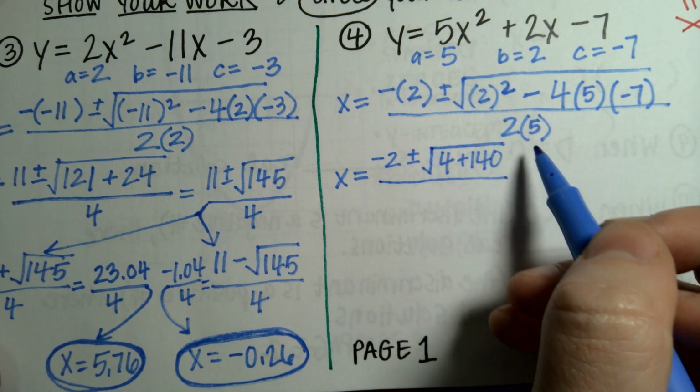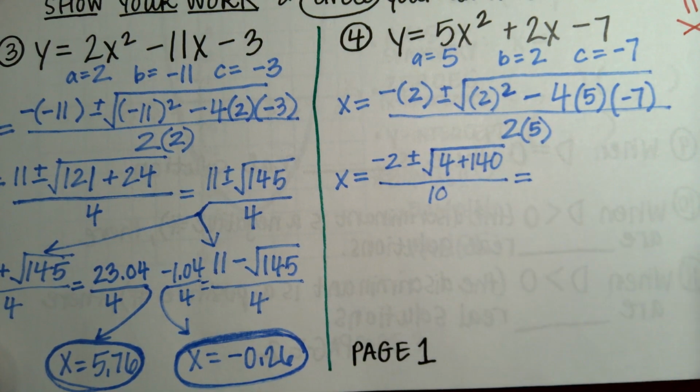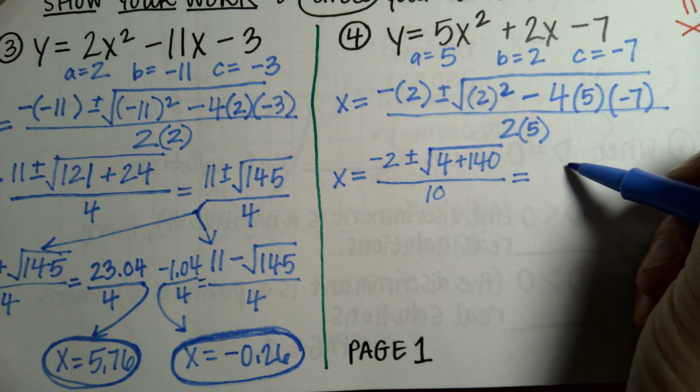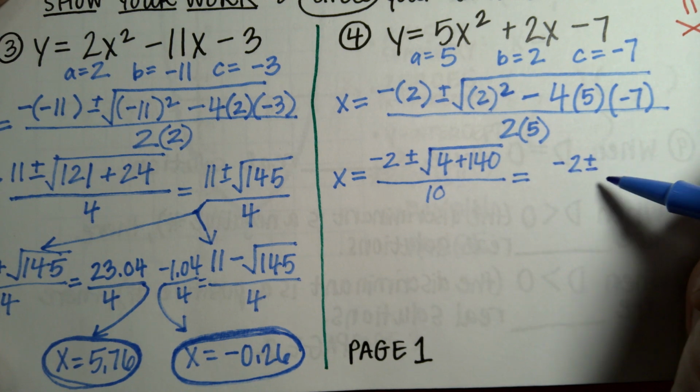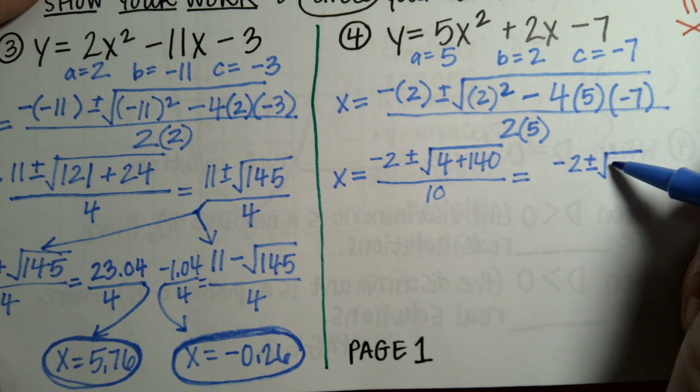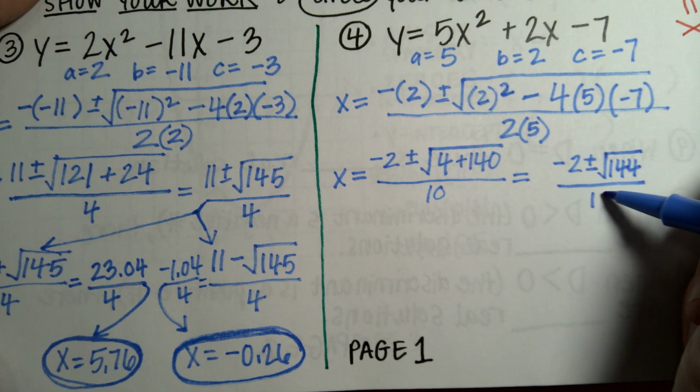All being divided by 2 times 5, which is 10. Perfect. Okay. Let's go even further. -2 plus or minus 144 over 10.